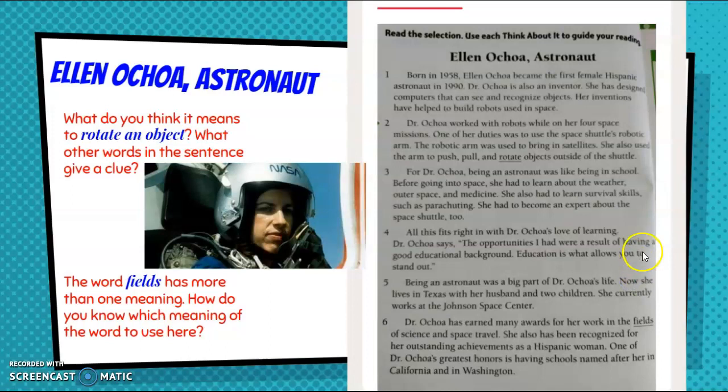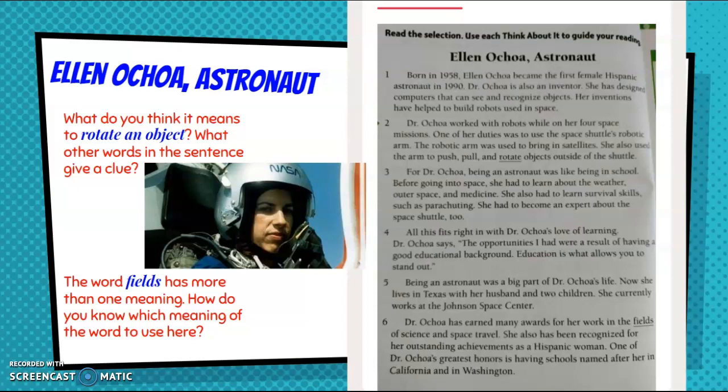Now, we're going to look at another short little text. This is a one-pager. This is Ellen Ochoa, Astronaut. I want us to just kind of view these 2 questions before we begin so that we have an idea of what we're going to be looking for in our reading. It says, what do you think it means to rotate an object? And what other words in the sentence give you a clue? The next one is, the word fields has more than one meaning. And how do we know which meaning of the word that we need to use in the text? So it says, read the selection, use each think about it to guide your reading.